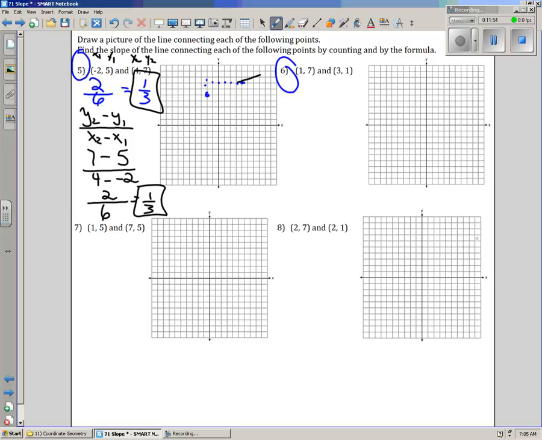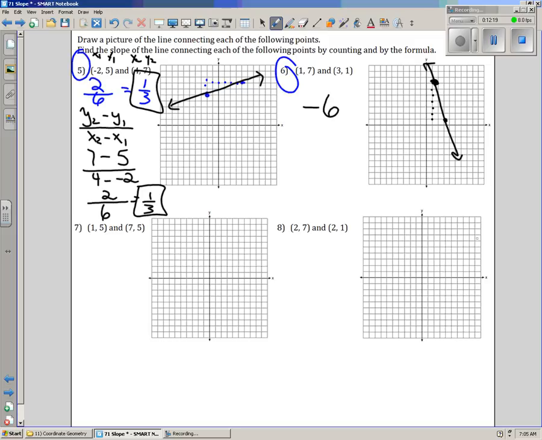And actually, I never drew the line, but there's the line. All right, so the points are (1, 7) and (3, 1). I'm going to go to 1, 2, 3, 4, 5, 6, 7, and 3, 1, 2, 3, 1. There's the line. And if I were counting, I'm going to start at the left. And I'm not going up, but I'm going down. So I'm going down 1, 2, 3, 4, 5, 6.